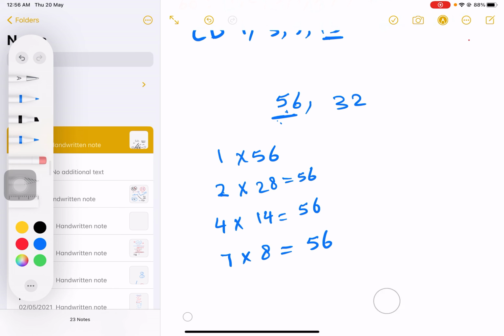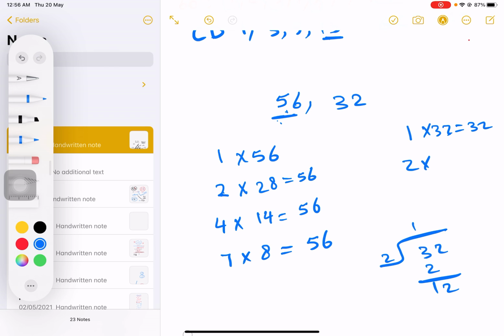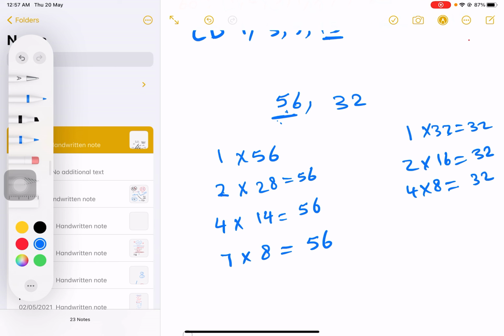Okay, let's do 32 now. 1 multiplied by 32 will give me 32. Then 2: you divide 32 by 2, and it's 16. So 2 multiplied by 16 gives you 32. Then by 3, 32 is not divisible by 3. Now by 4, yes, 4 times 8 is 32. Finished. There is no more.